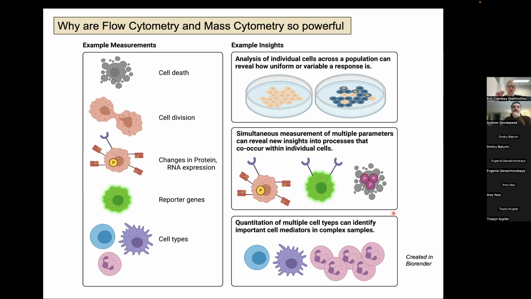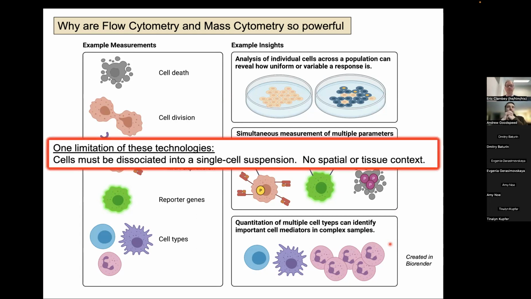These technologies are also frequently used to quantify cell type or cell identity, for example, in peripheral blood, but also in the tumor microenvironment, where you can assess the relative proportions of different leukocyte populations, whether neutrophils, monocytes, lymphocytes, epithelial cells, etc. One important limitation of these technologies is that the cells must be dissociated into a single cell suspension. So there's no spatial or tissue context.